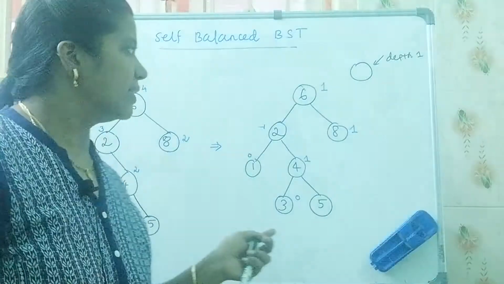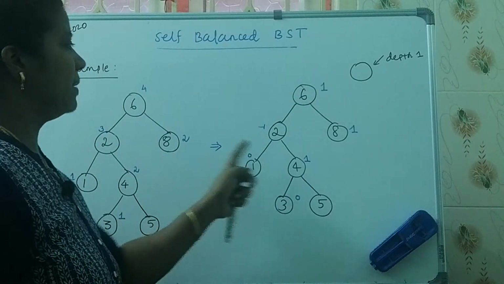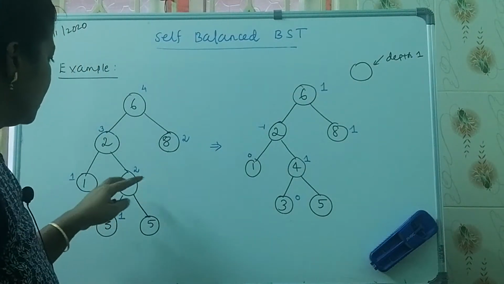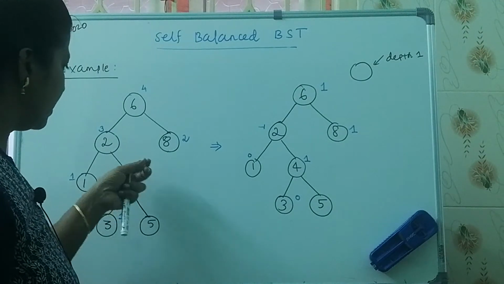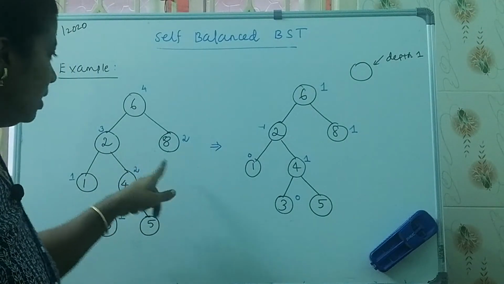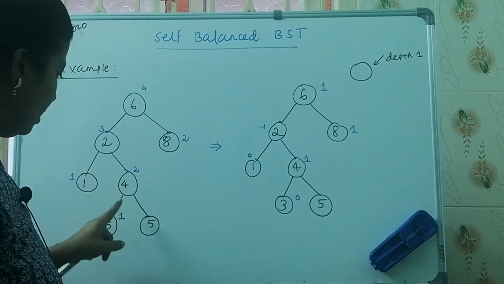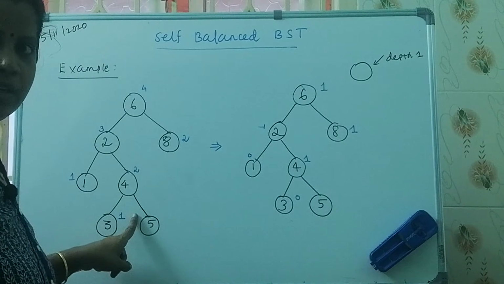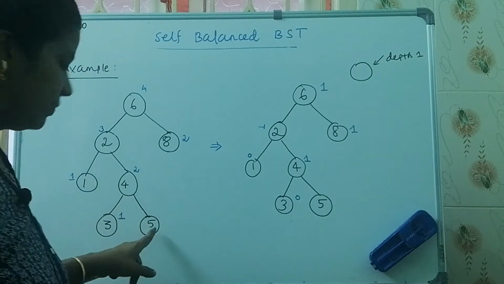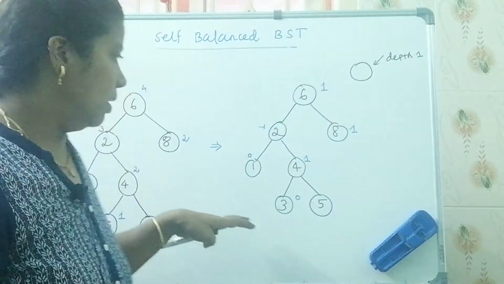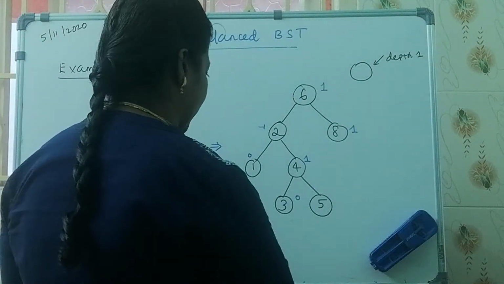Now let us consider what is an unbalanced binary search tree. Now let us consider the same tree but with a slight modification. I have removed the left child of 8. Earlier it was 7, and then I have additionally included the right child for the node 4, which is 5 over here. Now let us calculate the balance factor.